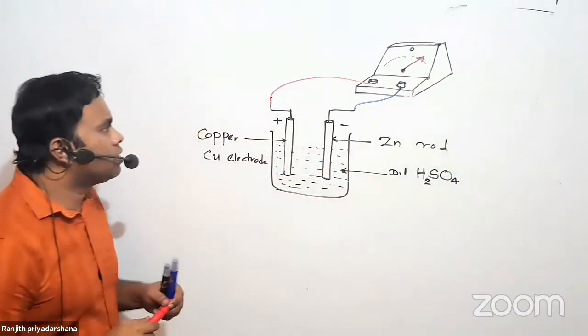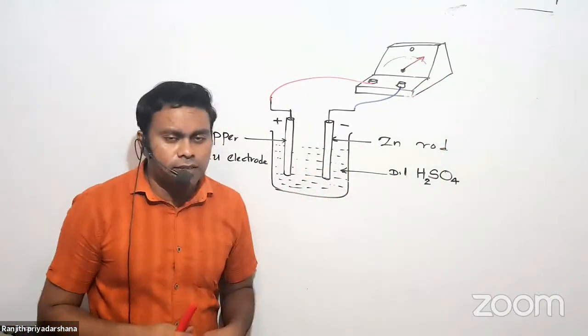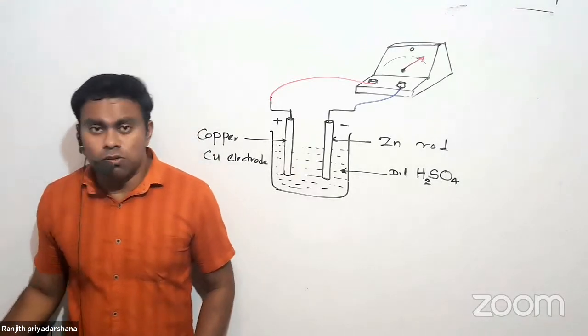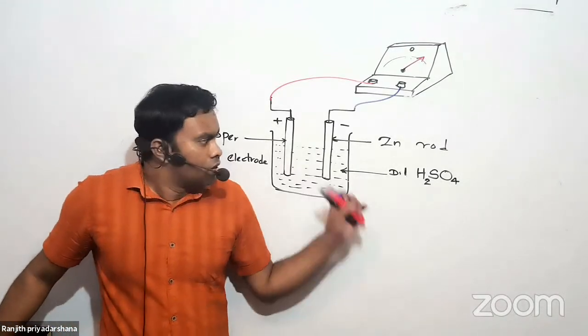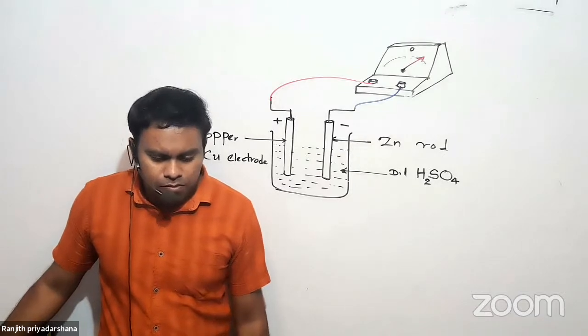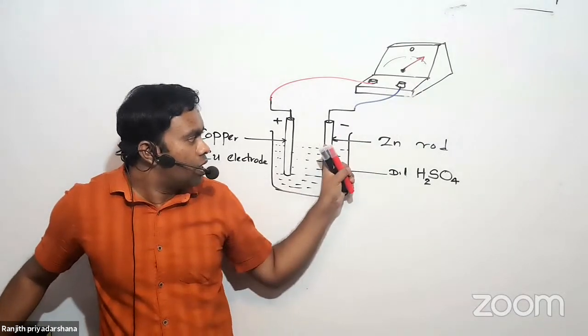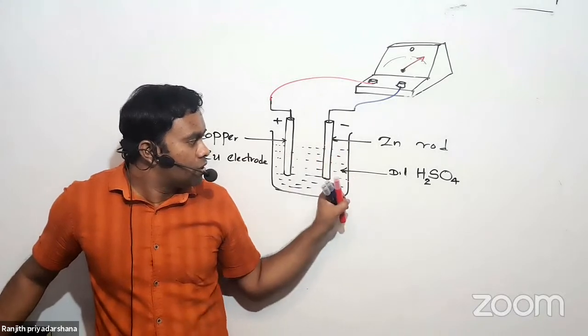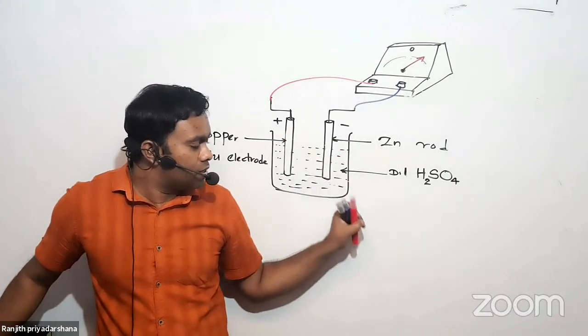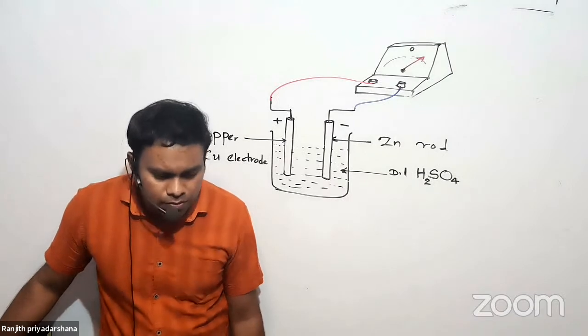Okay, so that's the way of connecting the instruments to make this simple cell. You have to name this as the center zero galvanometer, and the zinc rod, copper rod, dilute sulfuric acid, and this is the beaker. Okay, good.